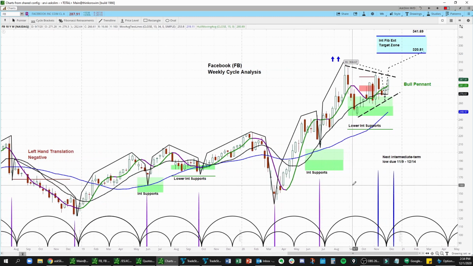So let's go ahead and fast forward to where we are right now, and I'll zoom in a bit. So you'll see there is this beautiful bull pennant forming here in Facebook, and I have annotated that for you here. And you can see the rally that we had, and then the bull pennant that is formed.